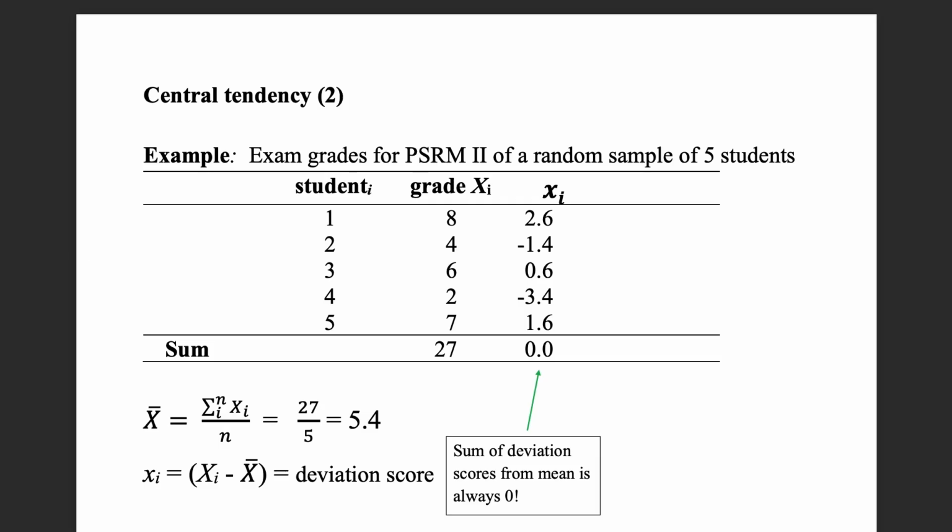It is that value that if you take the deviation scores relative to that value and add them all together, you get the value 0. So for any other value than 5.4, we would have gotten some kind of sum of deviation scores, some value that's not 0. But for 5.4, the actual mean, by definition, we always get the value 0. Yeah, which we'll see later in the course has some nice properties.